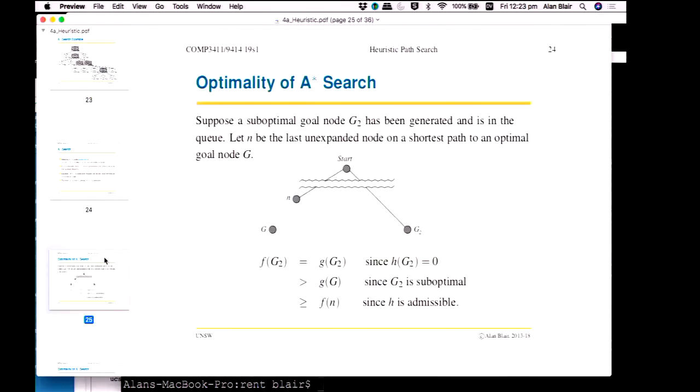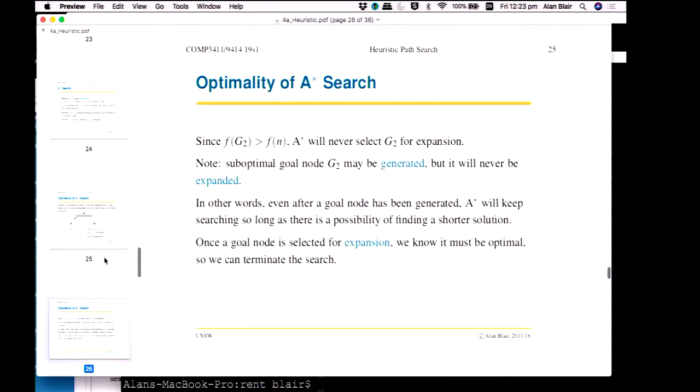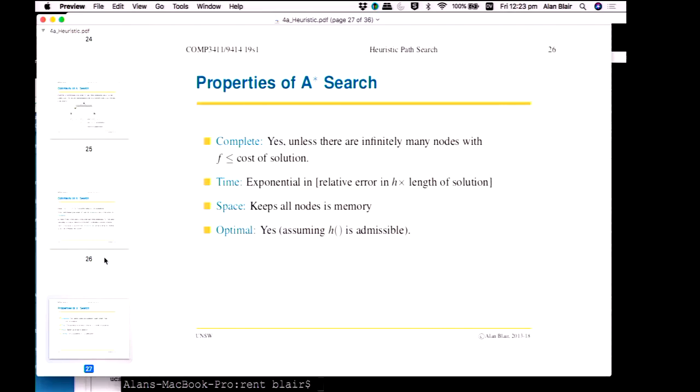And this is from the textbook. This gives the same argument but in a slightly different way. Okay, so these are the properties of A-star search. It is complete, provided there are not infinitely many nodes whose cost is less than the solution, which is true in all the cases we're interested in. It is optimal. The time and space are still exponential because it still has to keep all nodes in memory.